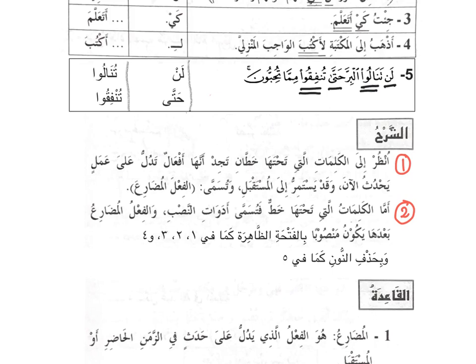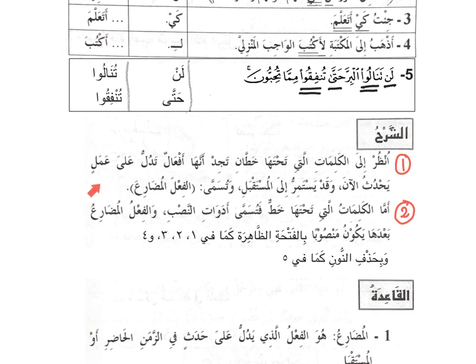Now we look at the sharh or explanation for the example that we have seen earlier, and basically the explanation is similar to what I have explained in the lesson. Number 1, انظر إلى الكلمات التي تحتها خطان. Look at the kalimat, the words that have 2 lines under them. تجد أنها أفعال. You will find that they are fi'l, they are verbs.